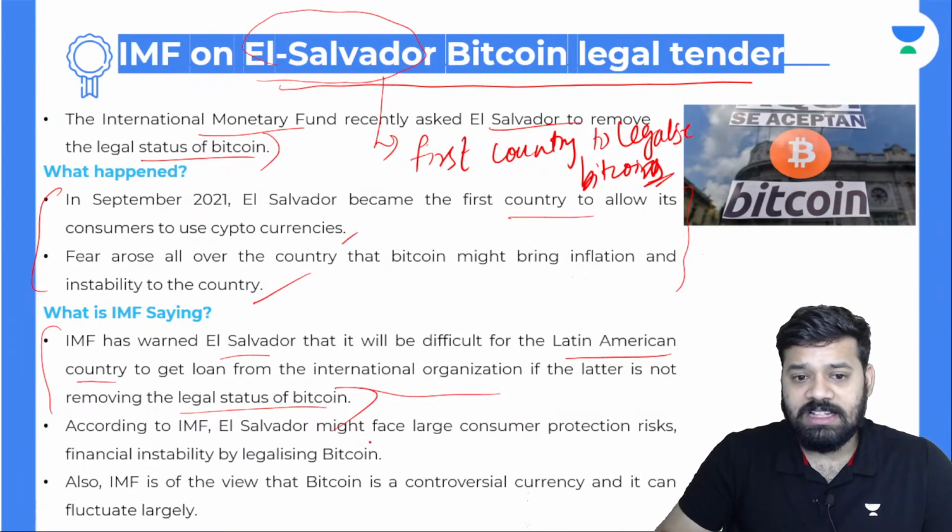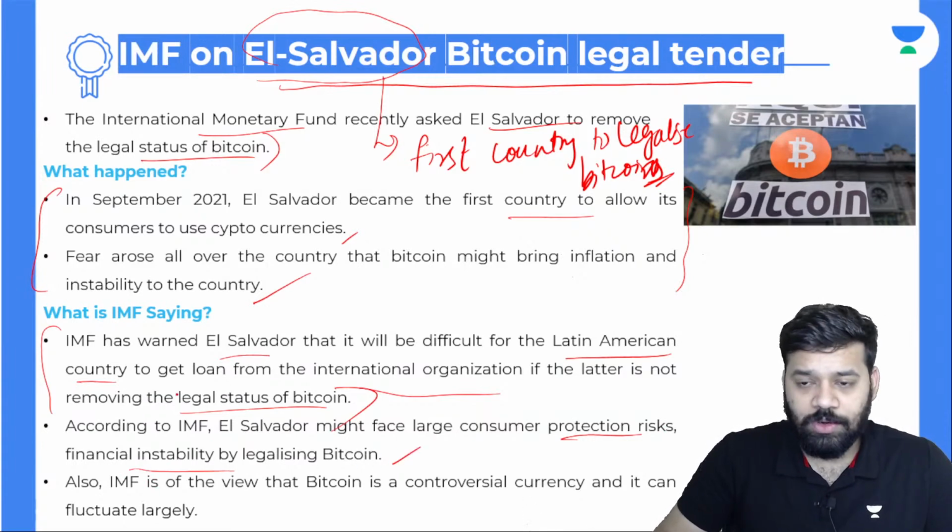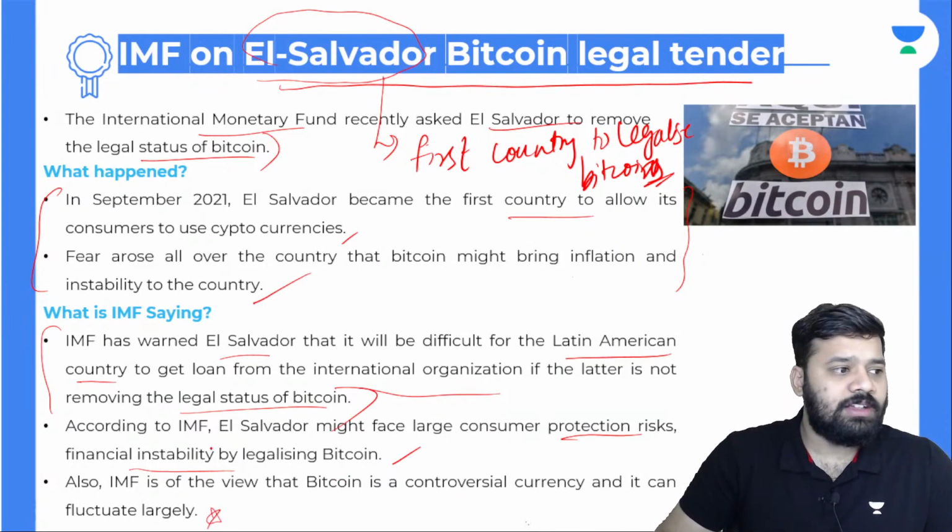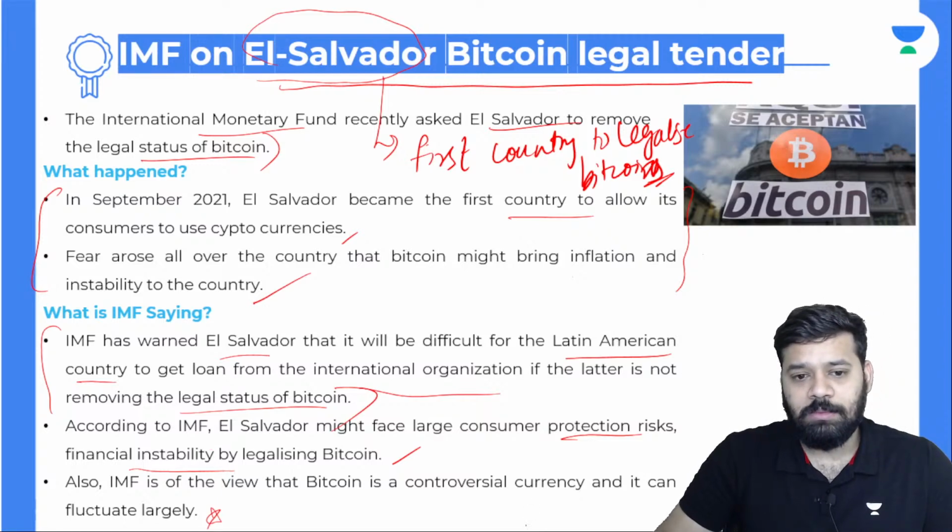According to the IMF, El Salvador might face large consumer protection risk and financial instability by legalizing Bitcoin. We don't know what is going to be the impact. It has just legalized Bitcoin, and only after people have spent ample time using Bitcoin in El Salvador will they realize what the risk is. Also, the IMF is of the view that Bitcoin is a controversial currency, and since it is not backed by any asset, it can fluctuate very largely.